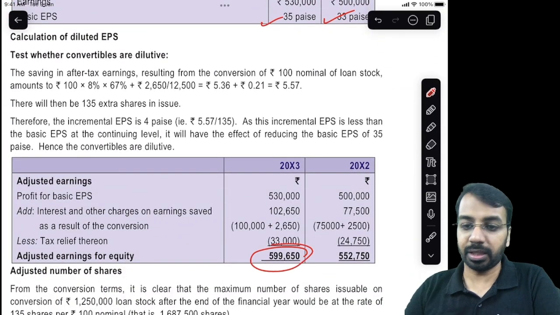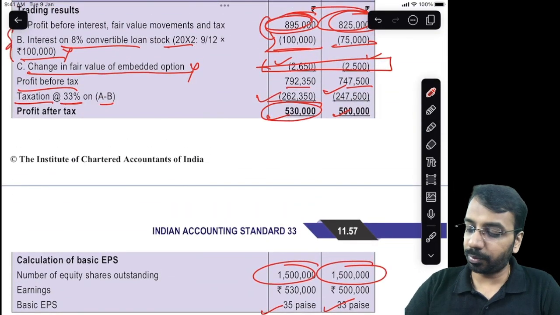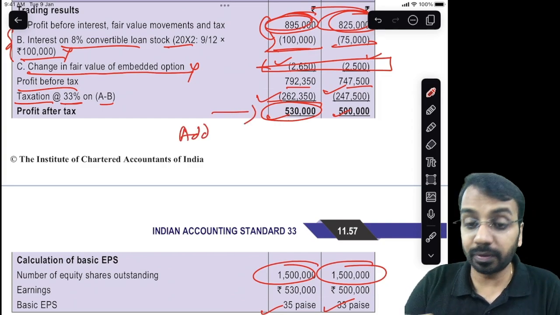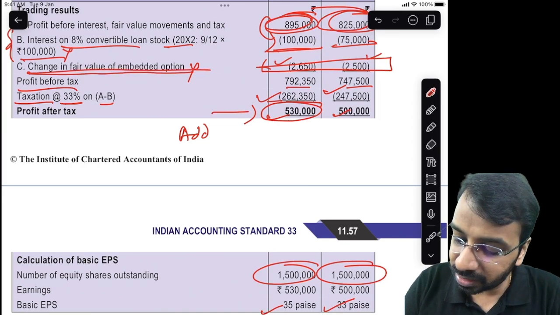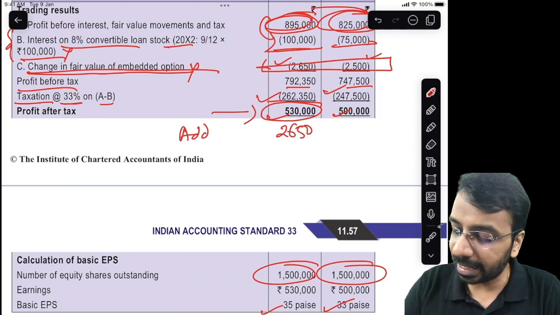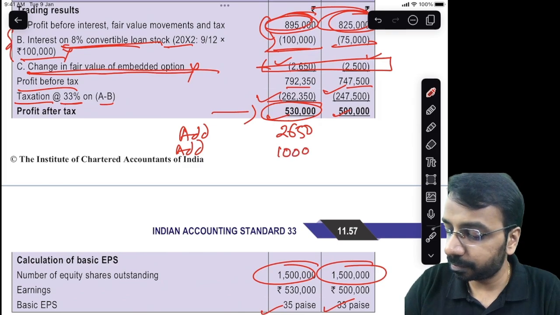599 650. Okay, that's how we can calculate. Or you can take 530 in exam. Follow this approach. Take 530 profit after tax. Add what will I save if the loan gets converted? I will save this change in fair value. So this loss will no longer be there. Add that. Then add this interest 1 lakh, net of tax, that is 67%.